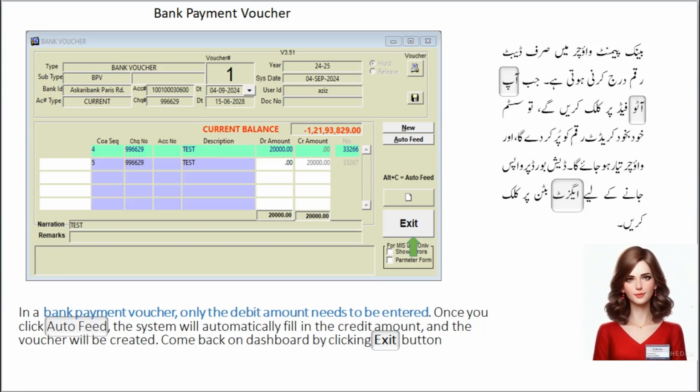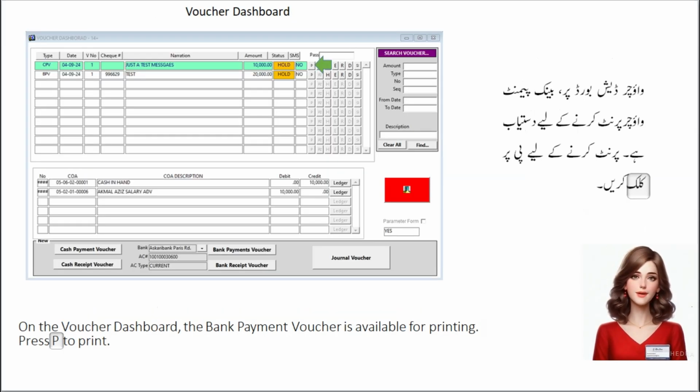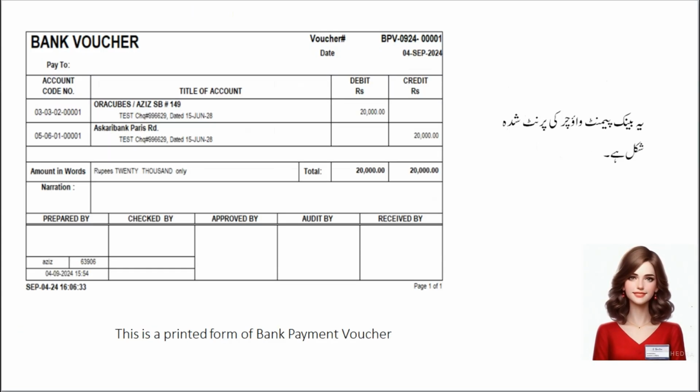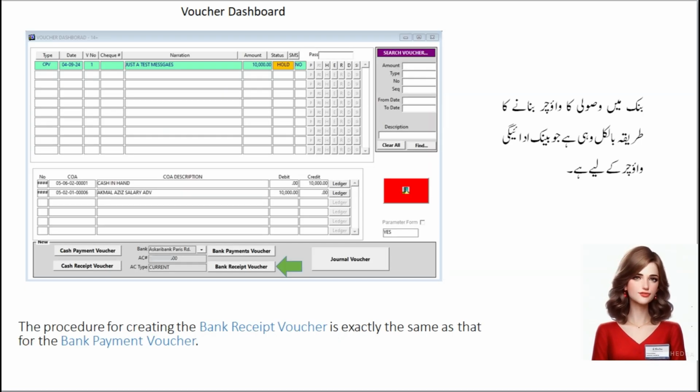Come back to the dashboard by clicking the Exit button. On the voucher dashboard, the bank payment voucher is available for printing. Press P to print. This is a printed form of a bank payment voucher. The procedure for creating the bank receipt voucher is exactly the same as that for the bank payment voucher.